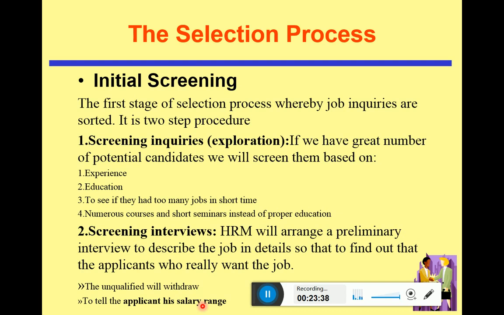They tell the candidate, for this job we are offering 10,000 or 15,000. Are you agreed to proceed with your contract upon the 15,000 or 10,000 salary? Now if the candidate is willing, then the person will proceed to the next selection process step.